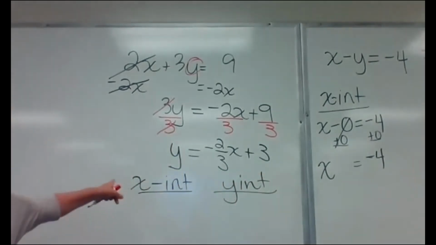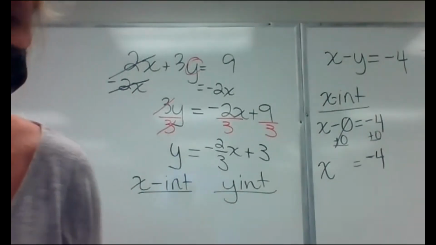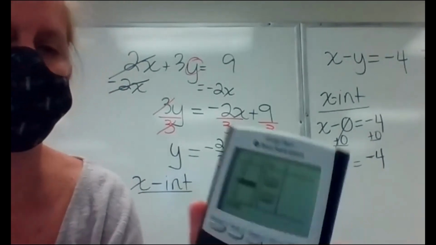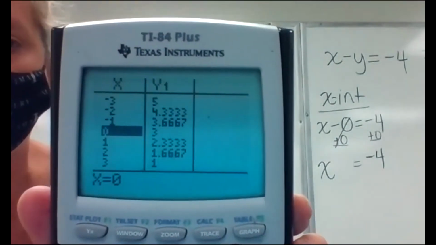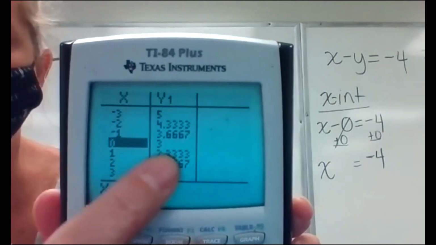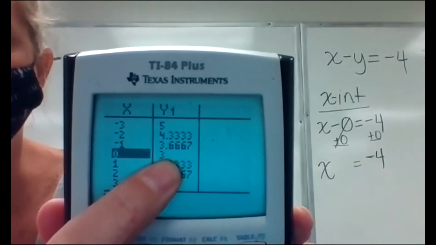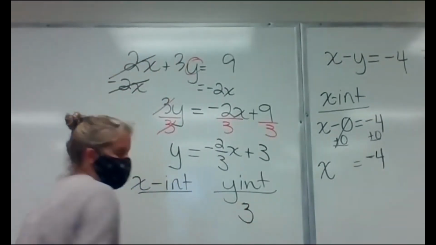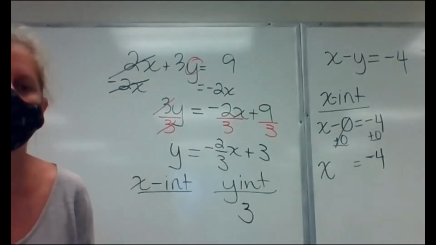Let's do our y-intercept first. What is the y-intercept? What needs to be 0? The x needs to be 0. So if you'll notice, I'm on the x being 0. What's the y that goes with it? 3. So the y-intercept is going to be 3. It's going to cross through the y-axis at 3.